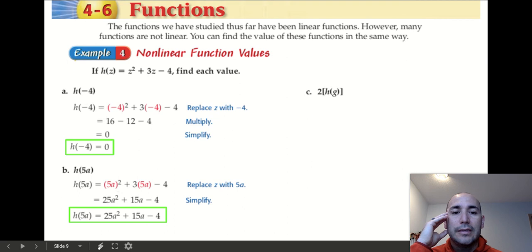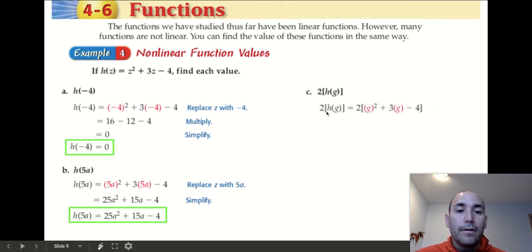Let's go ahead and look at C. So C looks a little funky. Here they're saying, hey, take the h equation and input g. Well, that seems easy enough. But after all of that, you're going to take the equation and multiply it by 2. So let's try that. So again, we're going to take the h equation. We substitute g in, and then we're going to multiply it all by 2. So this, again, seems a little bit hard, but it's not. Notice how the equation went from having z's in it to now having g's in it.